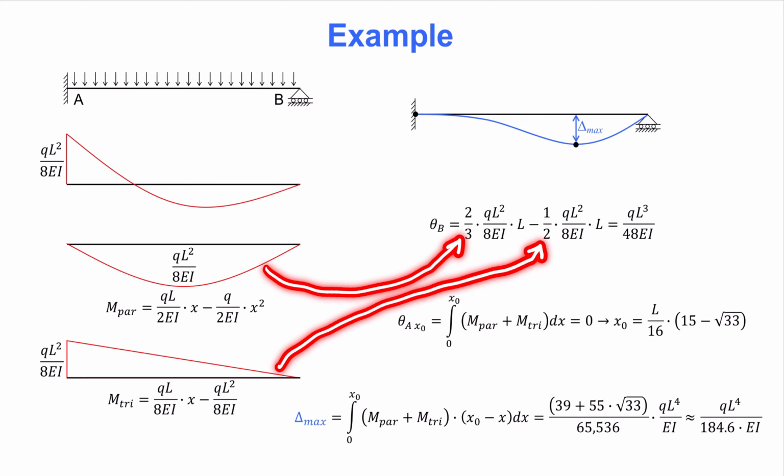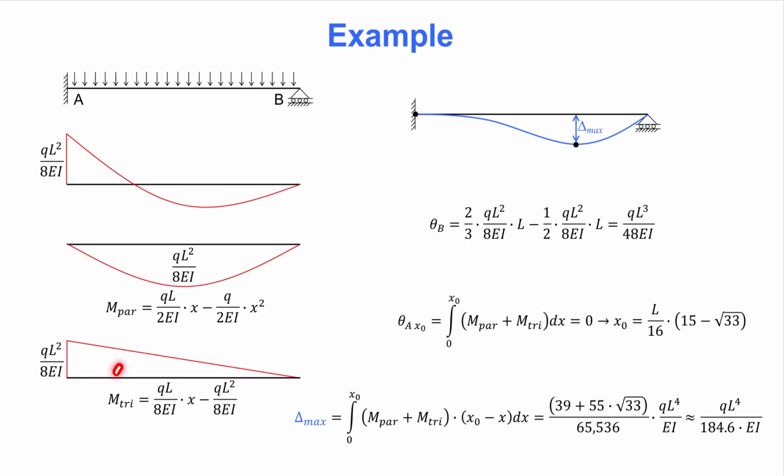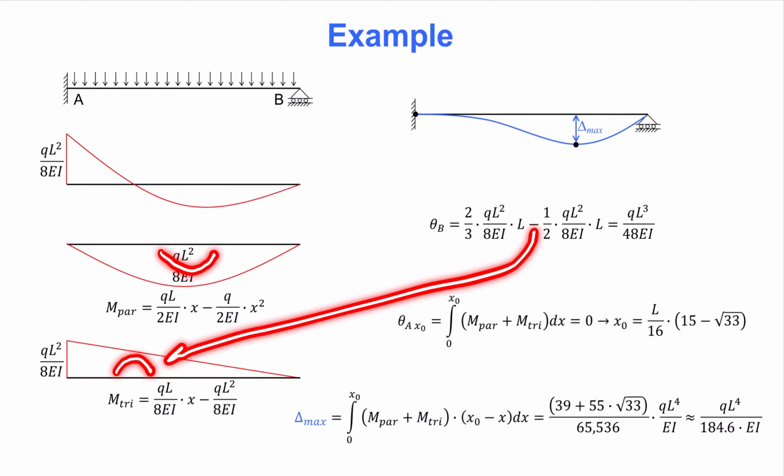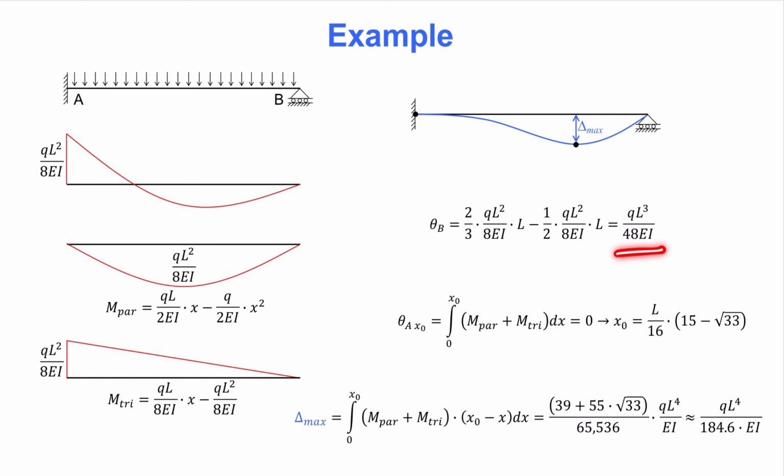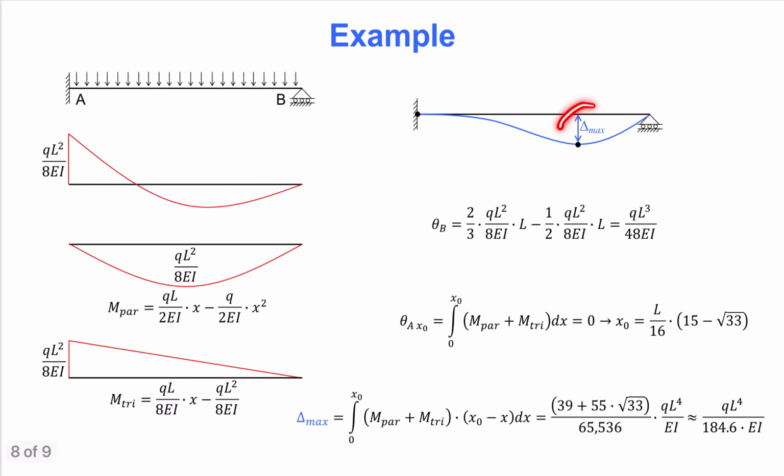Notice that the triangle curves with tension at the top, while the parabola curves with tension at the bottom. That is why the minus sign appears before the triangle term. This means that we locally and temporarily decided that contributions from curvature that curves the beam counterclockwise are positive. When the result comes out positive, it means that the rotation at B is counterclockwise. The value qL³/48EI appears in beam formulas for the rotation at the end of a fixed-roller beam with uniformly distributed load.